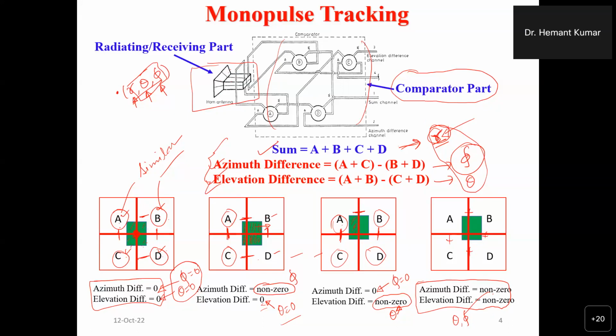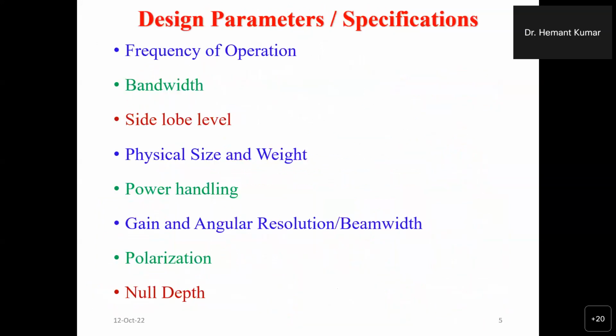So this is just the basic principle of how monopulse tracking works. In this block diagram, there are two portions of monopulse tracking: one is the antenna part, and another is the comparator part. We'll discuss these two parts one by one. First the antenna part, then the comparator part.